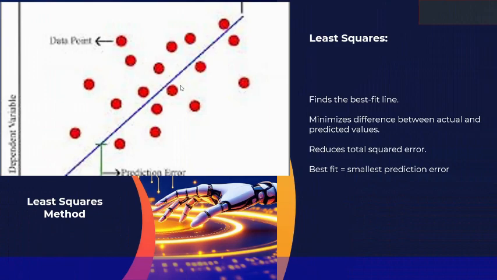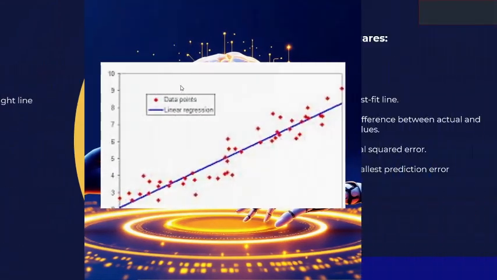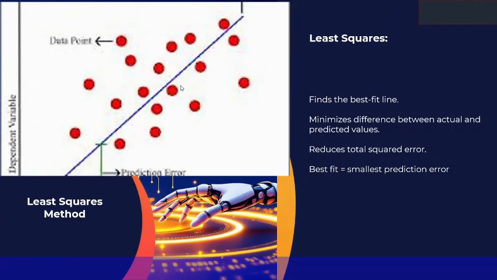Then let's proceed and look at what we're calling least squares. Once we're using our linear regression, we need to get what we call the line of best fit, or best fit line. What we try to do is minimize the difference between the actual and the predicted values. This reduces the total squared error, and in this case we say that best fit equals smallest prediction error. So that is least squares.